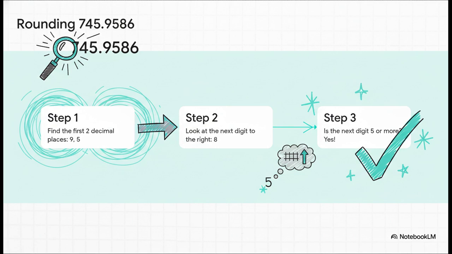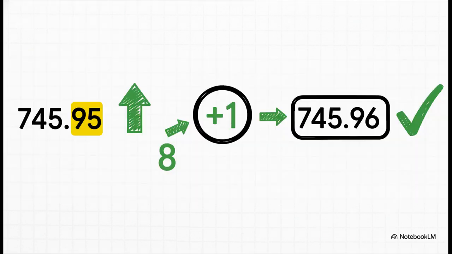Now let's look at the next digit over. It's an 8. Is 8 5 or more? You bet it is. And since it's an 8, we use our same rounding rule. We add 1 to that 5. This turns our number into 745.96. See that? It's the exact same rounding rule. We just have a different starting point for where we count our digits.